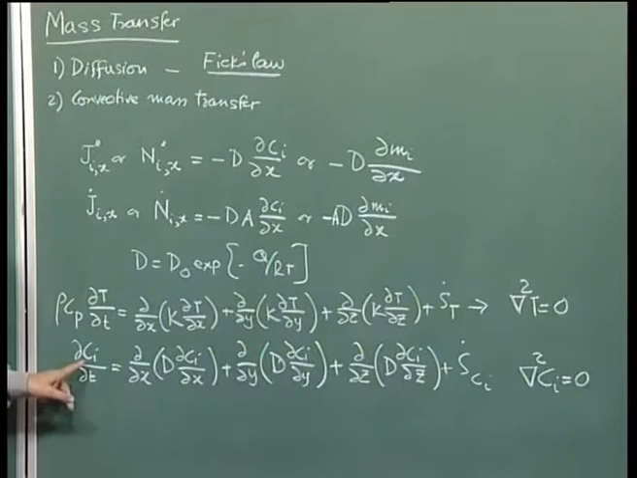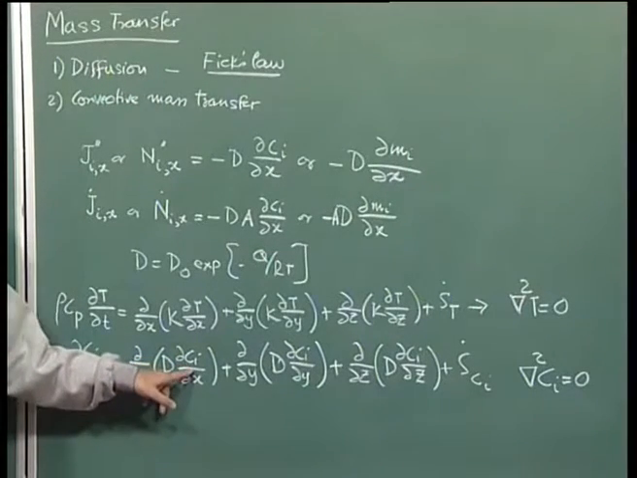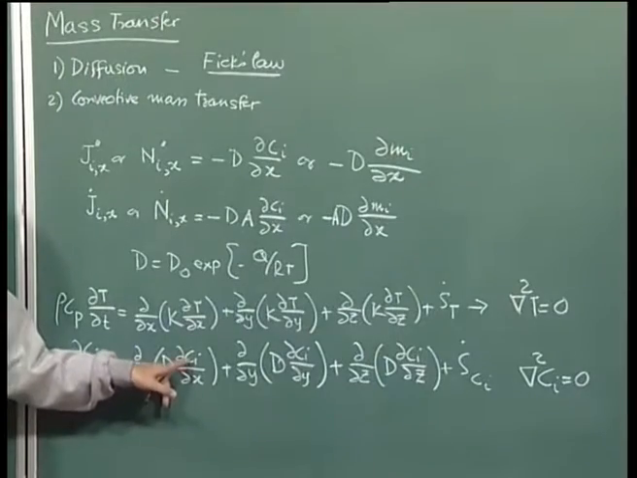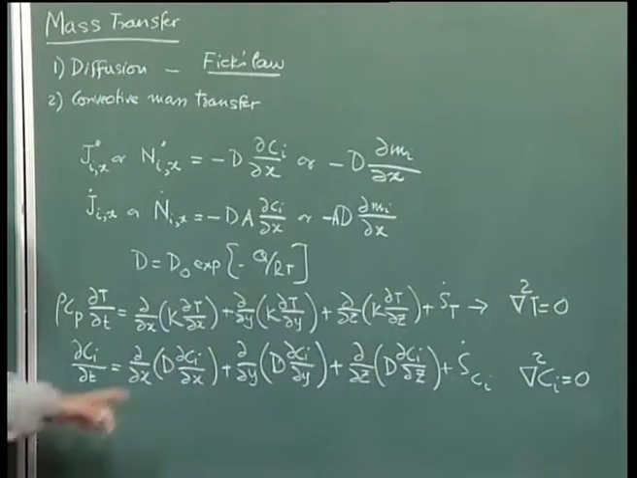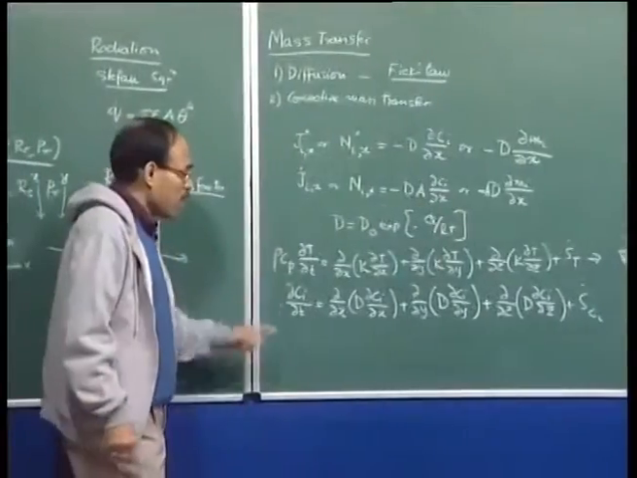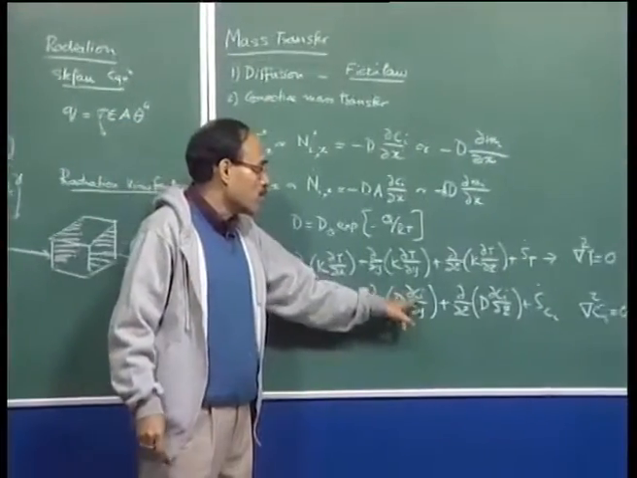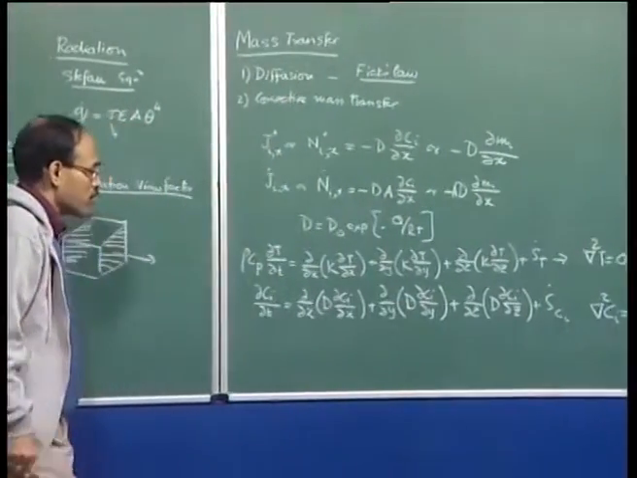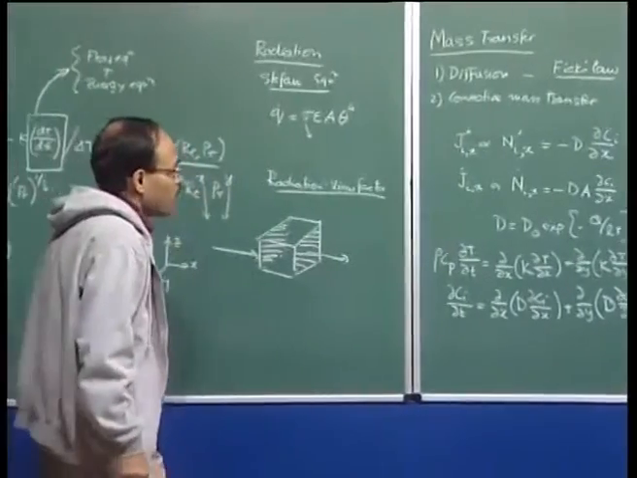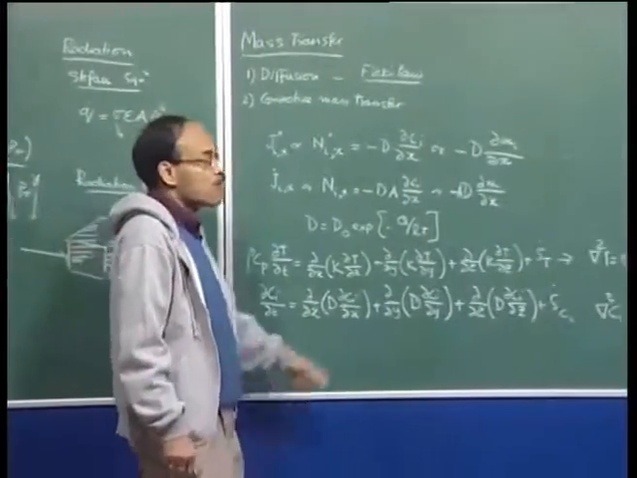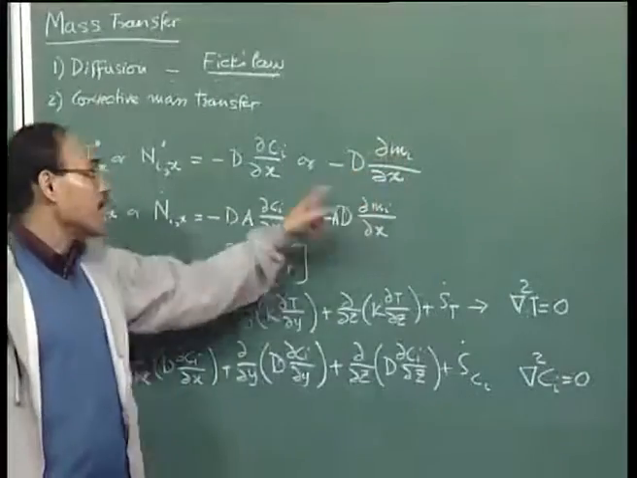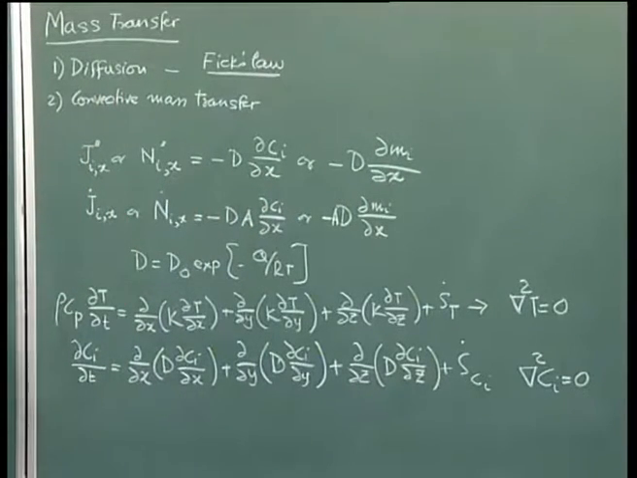So, given the initial condition and the boundary conditions in terms of either mass flux or concentration profile, we should be able to solve this equation, and we will know concentration as a function of distance. Once we know concentration as a function of distance, we can evaluate the derivative and find out the corresponding mass flux along the x, y and z directions.